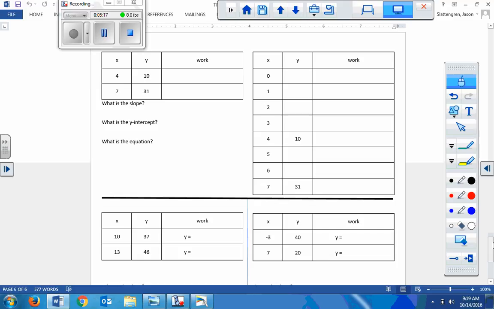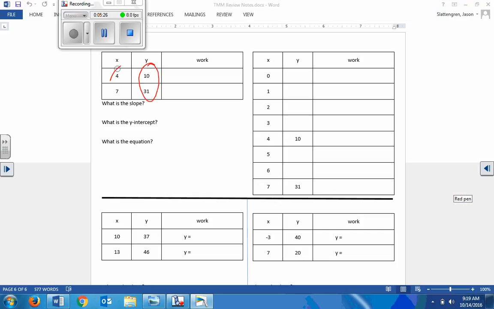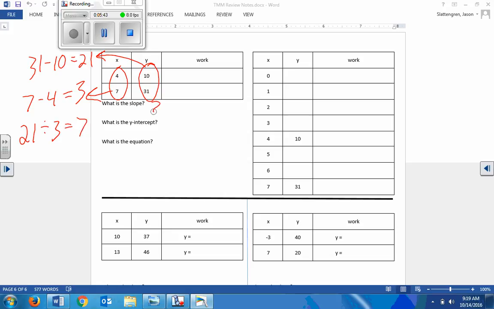So 4 to 10 and 7 to 31. First off, you have to find your slope. So again, if you have trouble with that slope, you need to watch the other video and work on the other sheets. We subtract our y's and we subtract our x's. 31 minus 10 is 21. Okay, then we subtract our x's. 7 minus 4 is 3. We want it per one x, so we divide by the x. So 21 divided by 3, our slope is 7.